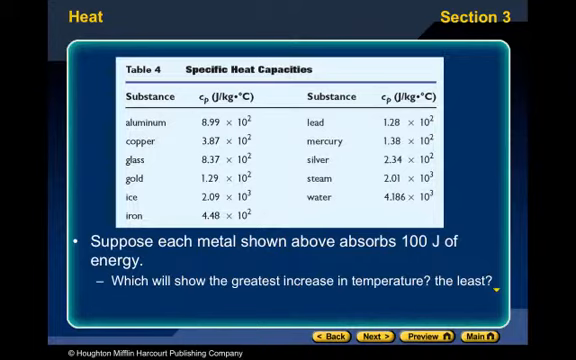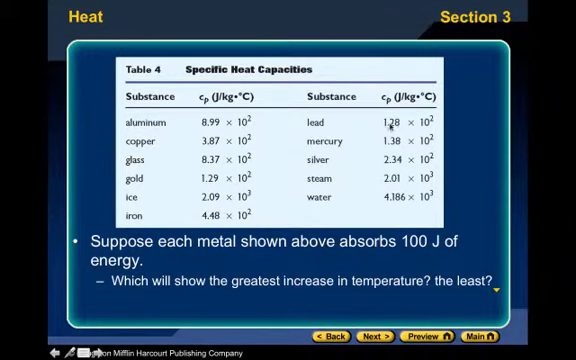Are you looking for the highest or lowest? Lowest, right. You want to look for the lowest. Lead. Looks like lead, yep, because it doesn't take as much energy to raise it 1 degree.